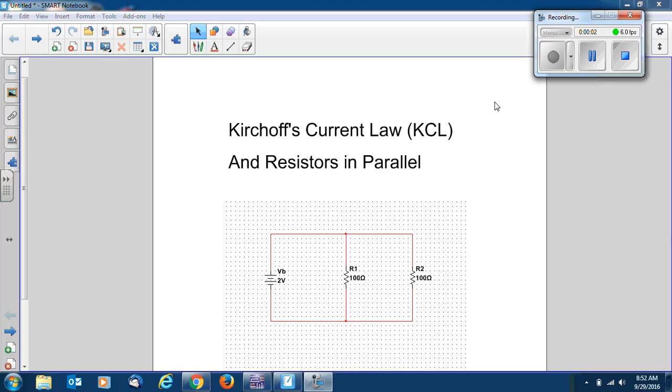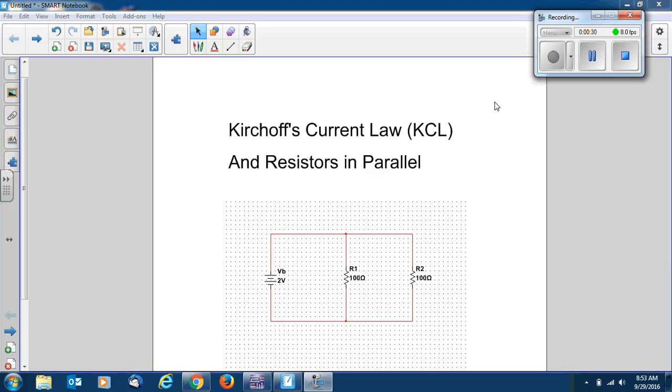Hello everyone. Today I want to talk to you about two rather short but very important topics. One of them is something called Kirchhoff's current law, or KCL, and the other one is resistors in parallel. Those are very much related because you can only apply KCL when you do have some kind of parallel configuration. So first let's talk about KCL.